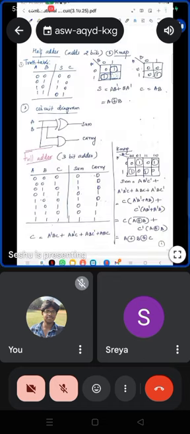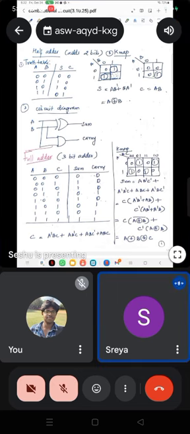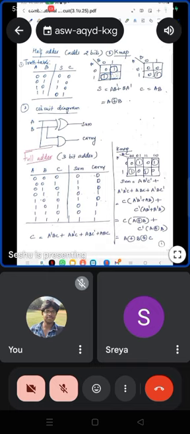If you are having your mobile, you check, I think the question is present. You have to draw and implement half adder and full adder by using combinational circuits. That is a question in your second module. One minute, ma'am. You check for that question.